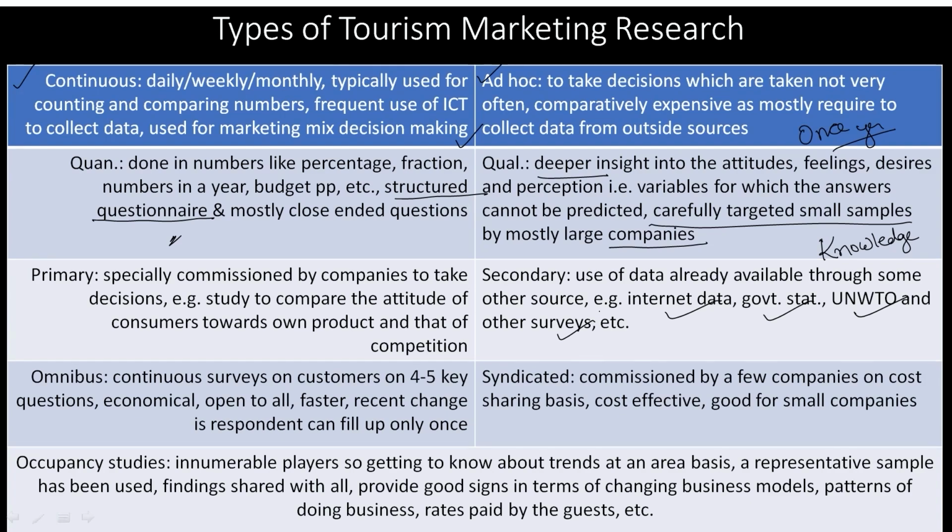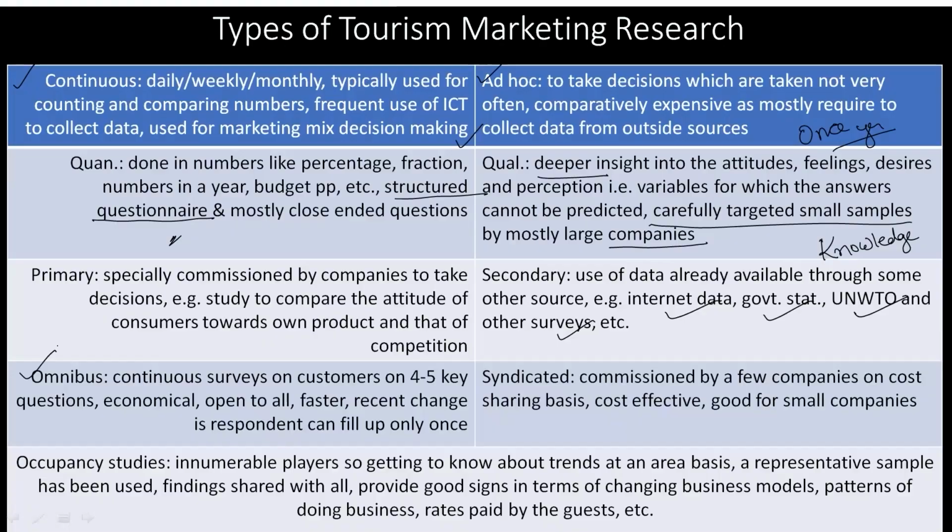Next, the seventh type of research is omnibus. Whenever we visit any website, you will usually find a very small questionnaire of maybe just 4 to 5 questions, asking how did you come to know, who influenced you to purchase, when do you want to go, how did you feel about this product, any improvement. Just 4 to 5 quick questions, mostly close ended and very quick to reply. Within a minute or two the person can fill in this questionnaire. That is called omnibus. These are continuous surveys which are done on customers by asking 4 to 5 key questions.